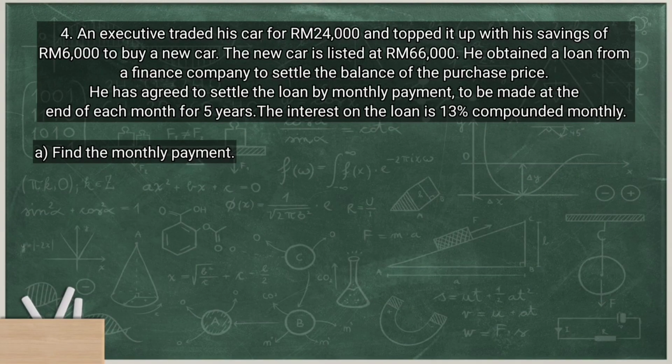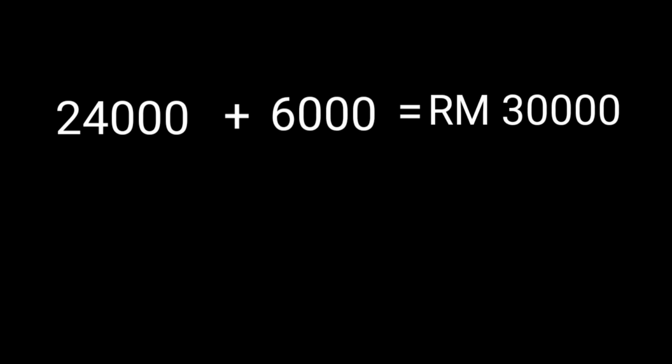The loan is to be paid back over 5 years with monthly payments. Now let's break down the calculation step by step. First, we find the total amount the executive has contributed so far. The 24,000 trade-in value with the 6,000 from his savings total to 30,000 ringgit.